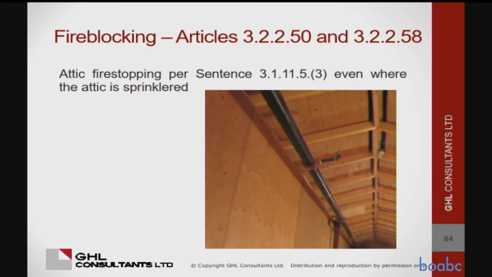And one interesting thing about fire blocking now, so historically, the building code has always said that in an attic, you either sprinkler the attic or you fire block it into 300 square meter compartments with no dimension more than 20 meters. And in the 6-story wood frame buildings in 3.2.2.50 and 3.2.2.58, now it says you have to do both, only in those buildings.